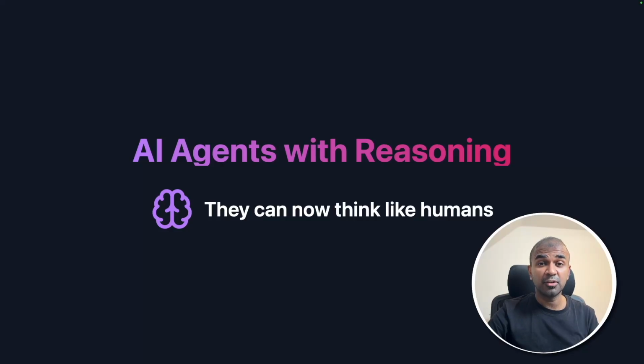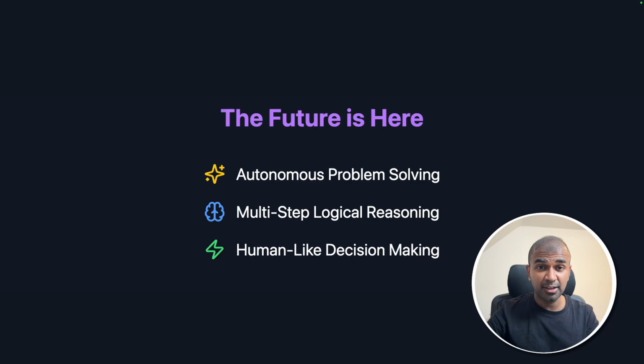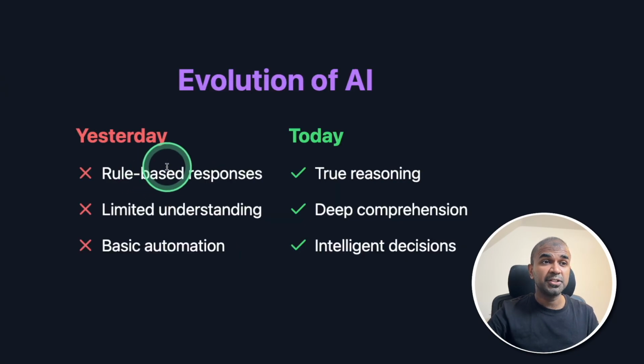AI agents with reasoning. Now they can think like humans. The future is here. Autonomous problem solving, multi-step logical reasoning, and human-like decision making. Previously, for doing a task, it was rule-based responses, limited understanding, and basic automation. But now we have true reasoning, deep comprehension, and intelligent decisions.